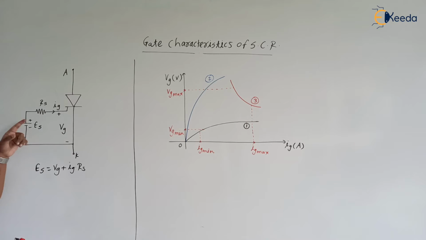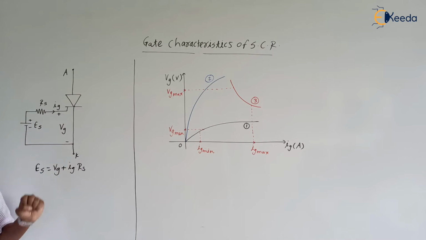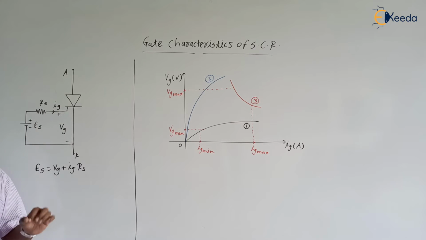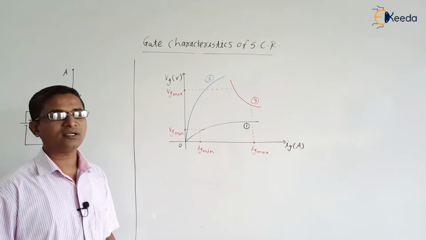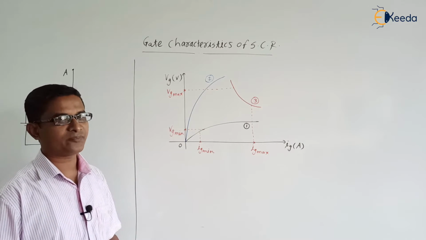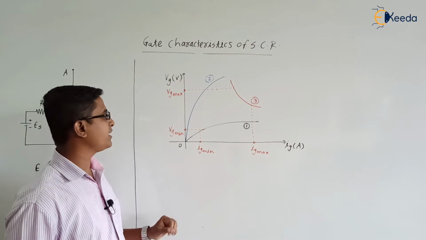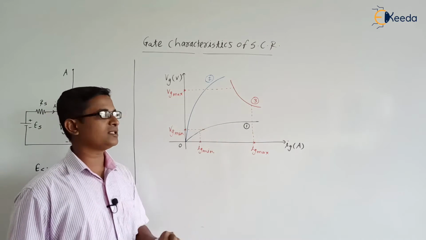So this voltage minus the drop across the RES is nothing but your Vg. Actually speaking, the potential difference between the gate and cathode terminal of the SCR is nothing but the Vg, that is the gate voltage generally we say, and Ig is the gate current. Now, as I said, this characteristic gives the safer operating region for the SCR to be operated. Ig is the gate current which is along the x-axis, Vg, that is the gate voltage, is along the y-axis. So here we are having the three curves.